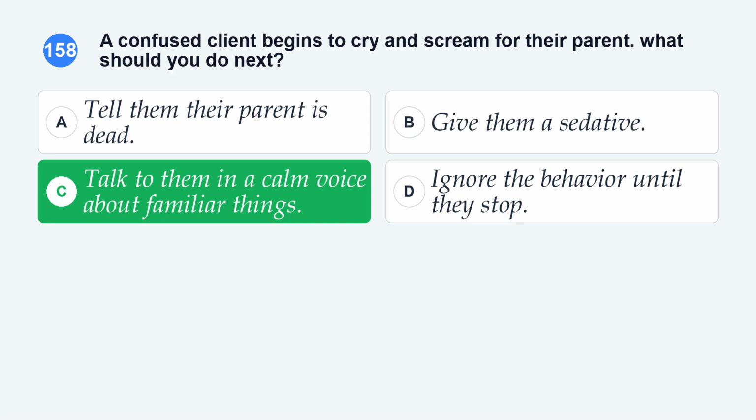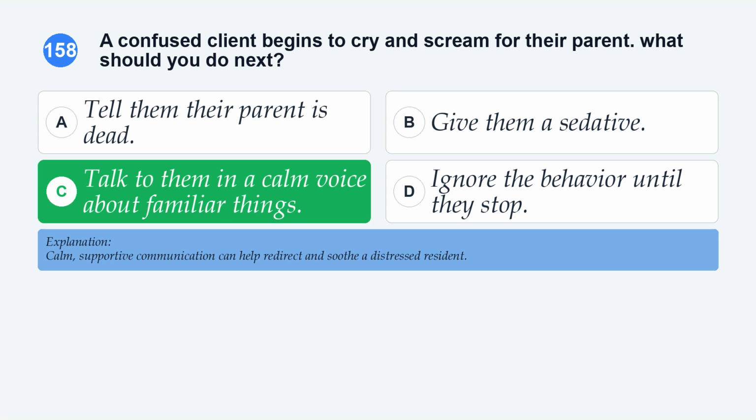The correct answer is option C, talk to them in a calm voice about familiar things. Explanation. Calm, supportive communication can help redirect and soothe a distressed resident.